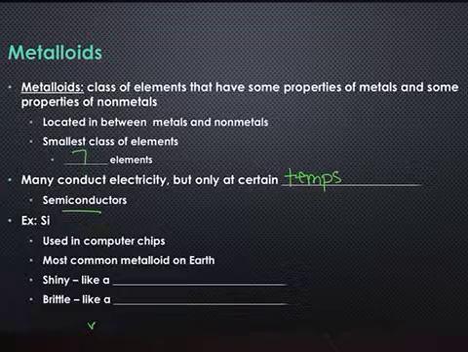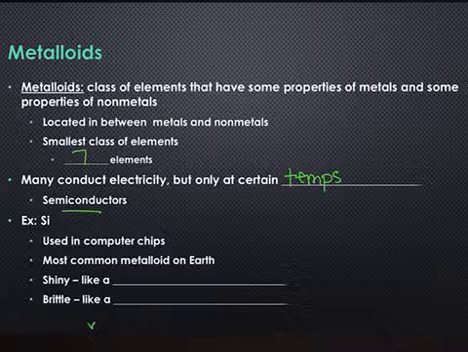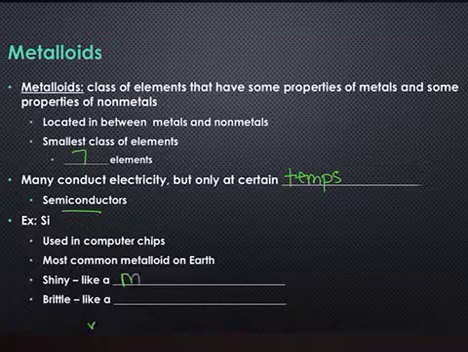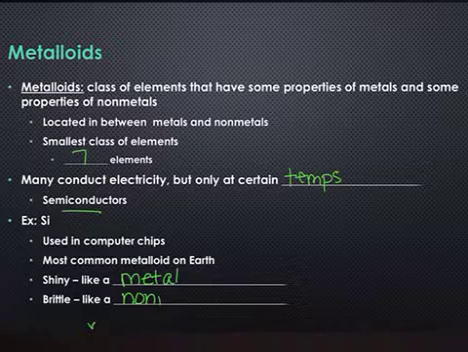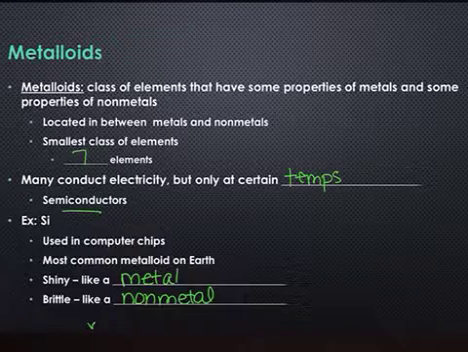So for example, silicon is used in computer chips. It's the most common metalloid on Earth. It's shiny like a metal. However, it's brittle like a nonmetal. So this is just showing you how metalloids have both metal and nonmetal characteristics.